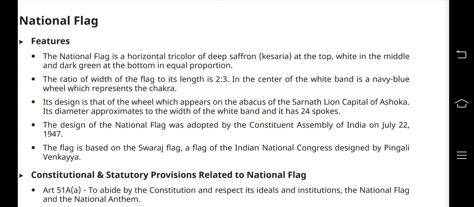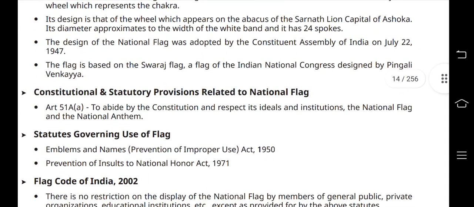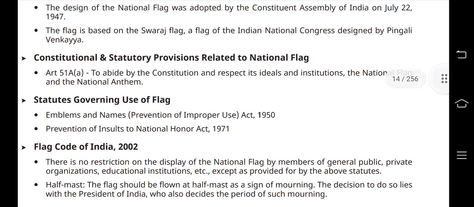The design of the national flag was adopted by the Constituent Assembly of India on July 22, 1947. The flag is based on the Swaraj flag, a flag of the Indian National Congress designed by Pingali Venkaiah. Constitutional and statutory provisions related to the national flag. Article 51A, Clause A: to abide by the Constitution and respect its ideals and institutions, the national flag and the national anthem.